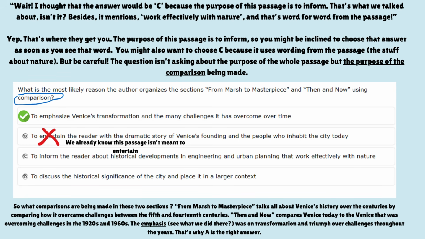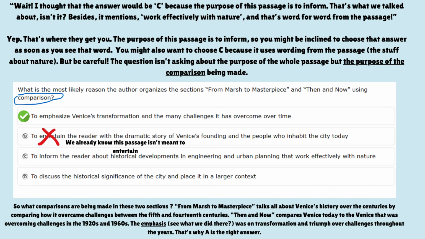So as a result, you might be inclined to choose that answer as soon as you see that word inform. This is an informational passage. Here's the word inform. Better pick that answer. That's what they want you to think. You might also want to choose C, not only because it uses the word inform, but because it uses wording from the passage. It talks about that stuff about nature that is straight from the passage. Seems legit.